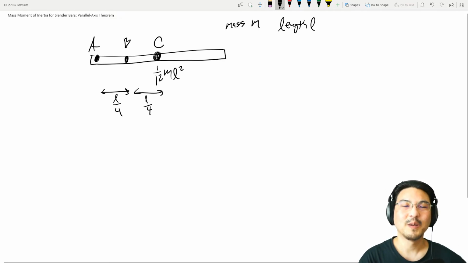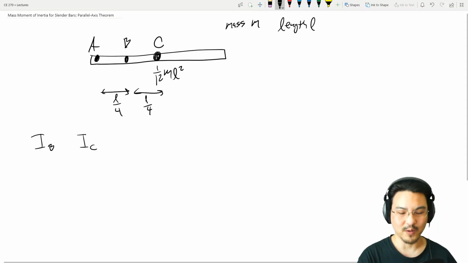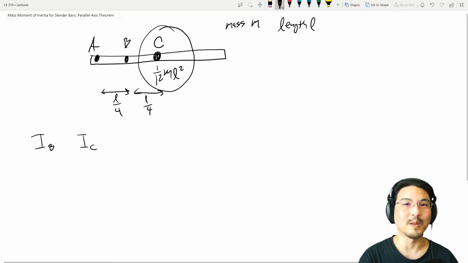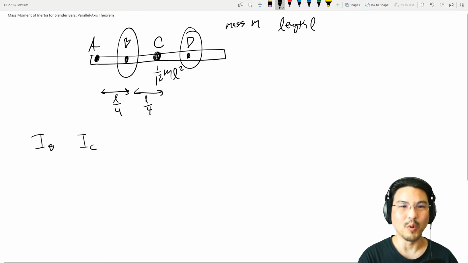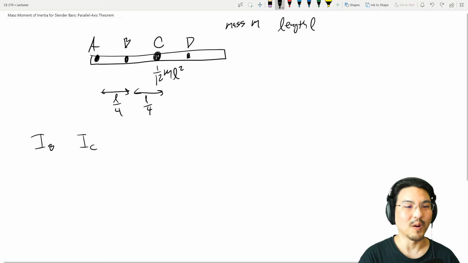So what's the moment of inertia about point B? Is it more or less than C? We already know that the moment of inertia about the center of mass is a minimum. It doesn't get any less than that. So if we move anywhere else, like over here, it's more. If we move over here, more. Over here, more. So definitely this is more. So it's this plus something extra.